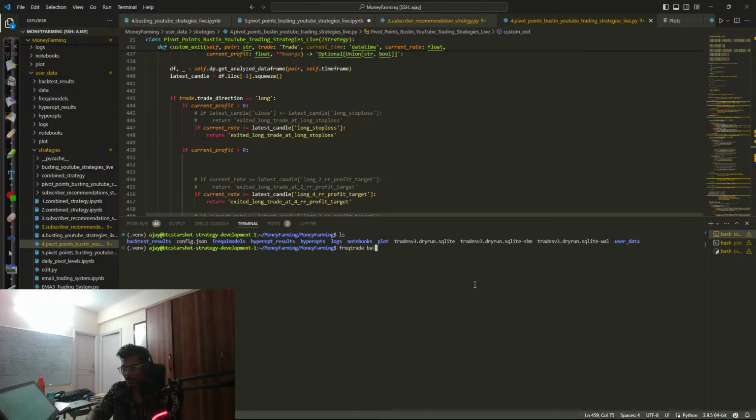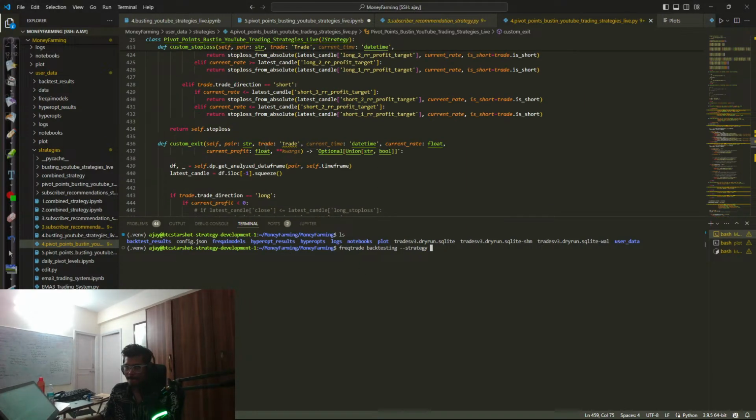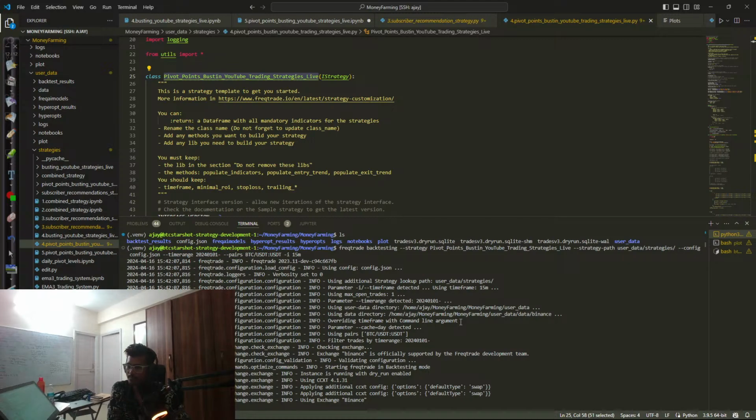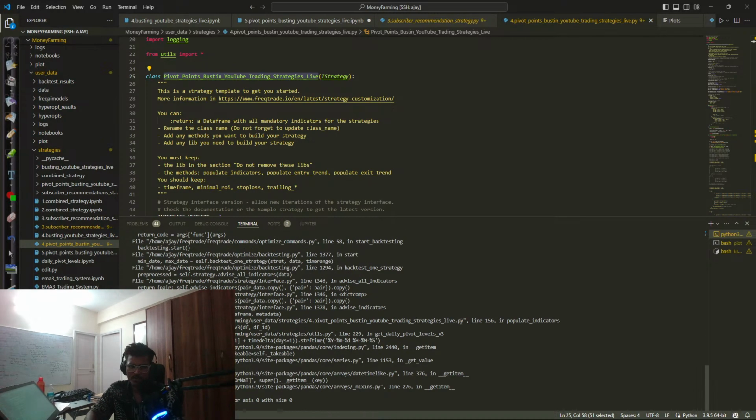Here, freqtrade backtesting, strategy path, user data strategies, config.json, time range 2024-01, pairs Bitcoin USDT, 15 minutes. I don't think I have the data for daily. I think we do. Yeah.